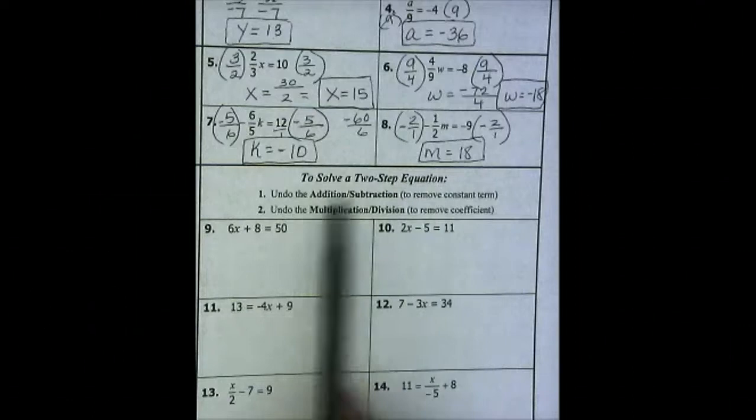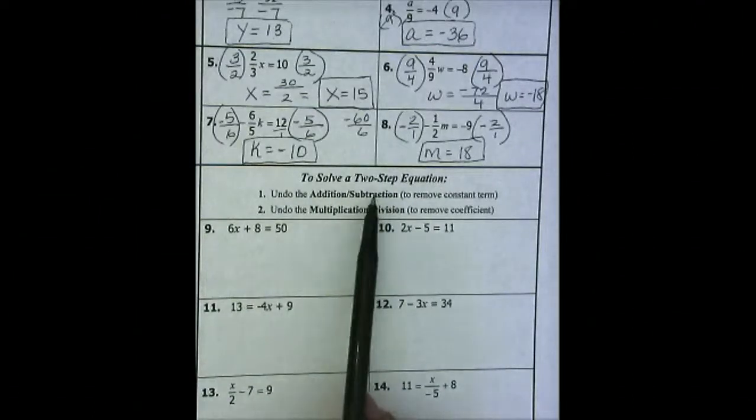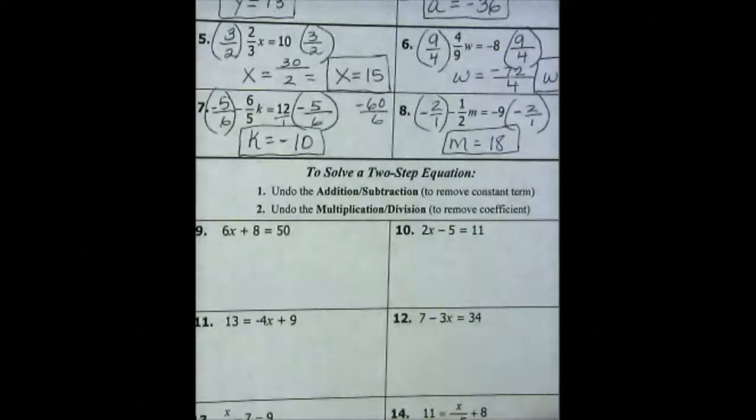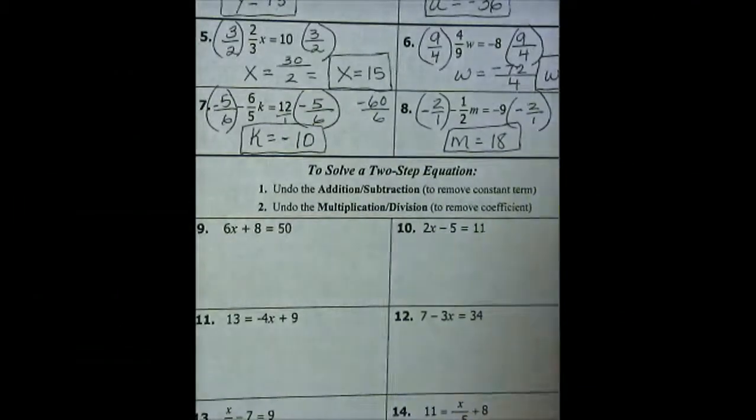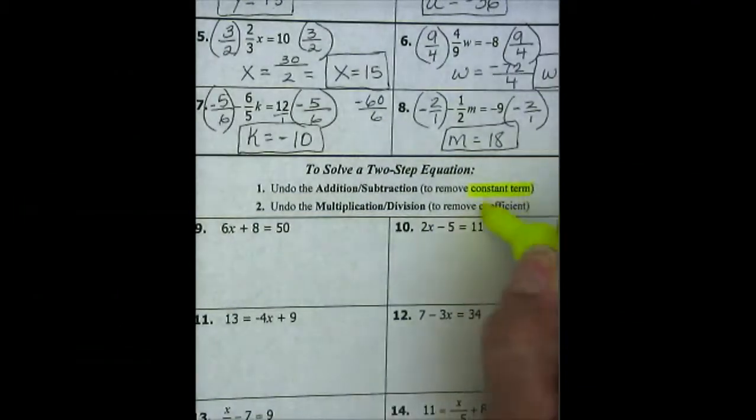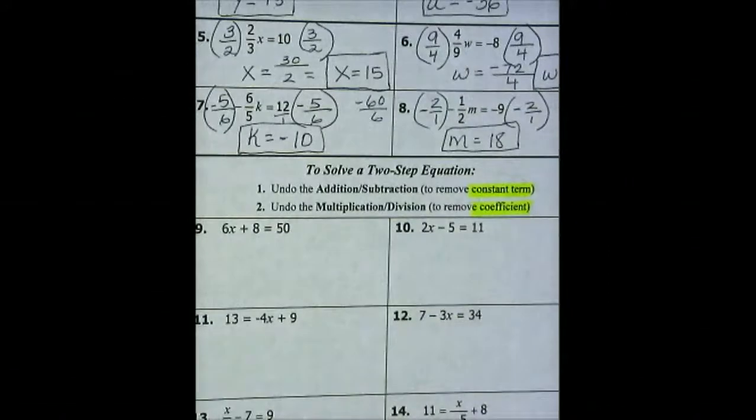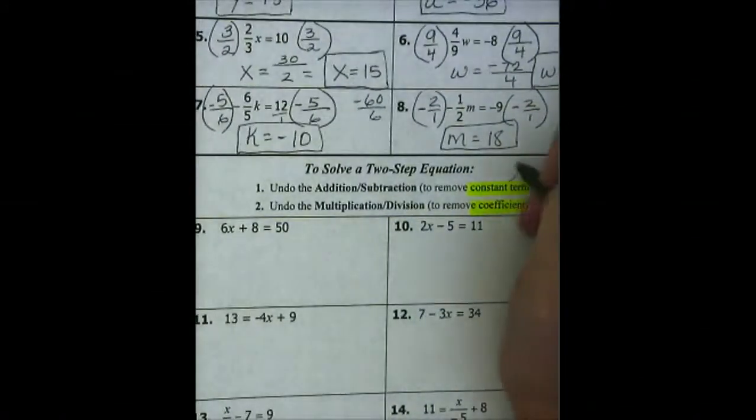To solve a two-step equation, we're always going to undo the addition and subtraction first, meaning we're going to remove our constant term, the term without a variable. And then we're going to undo the multiplication and division to remove the coefficient, or the number that comes before the variable. I think you should probably highlight these two terms, constant term and coefficient. Those are two things that you need to know. Remember that the constant term is the term without a variable.